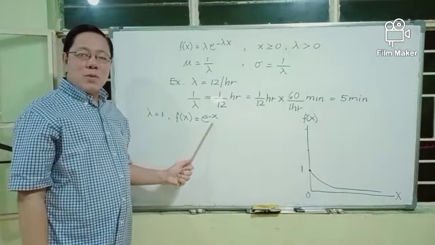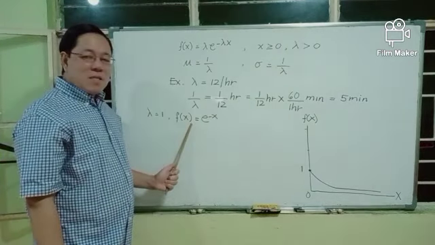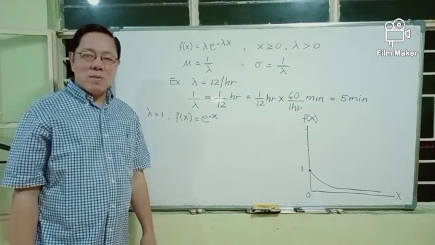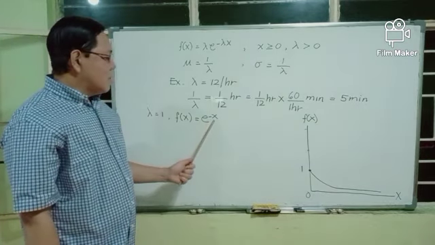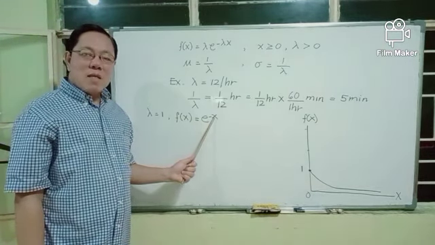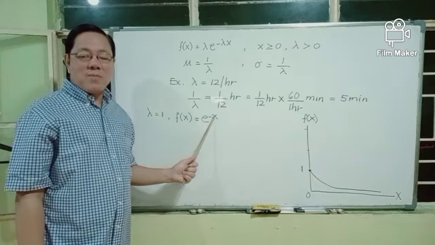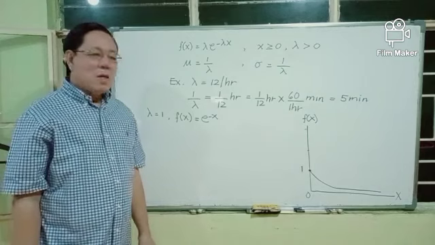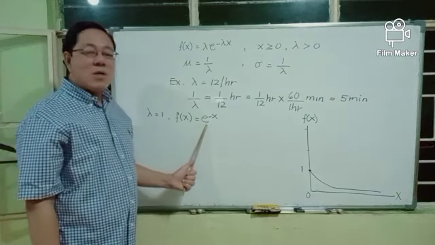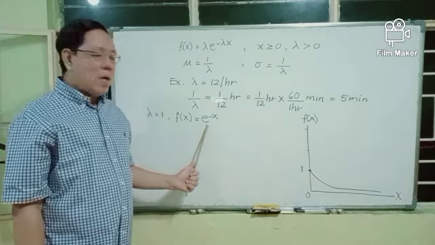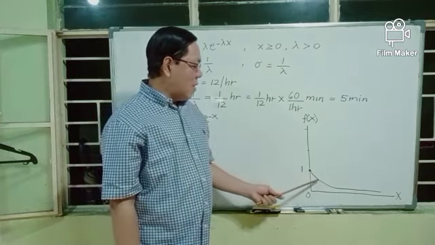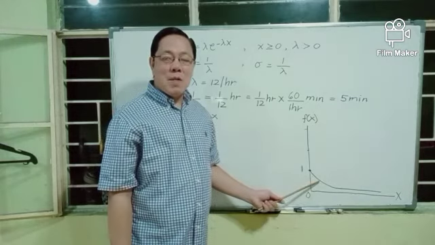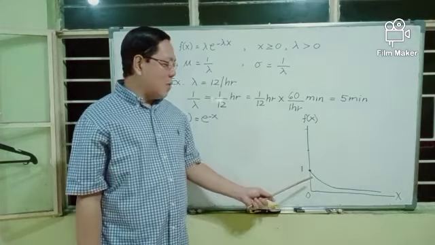If x is 2, f of 2 is equal to e to the minus 2, or 1 over e squared. So we observe that as x increases, as x becomes larger, the value of f of x becomes smaller, because f of x is actually 1 over e to the power x. And this is the graph of the probability density function for the exponential probability distribution when lambda is equal to 1.